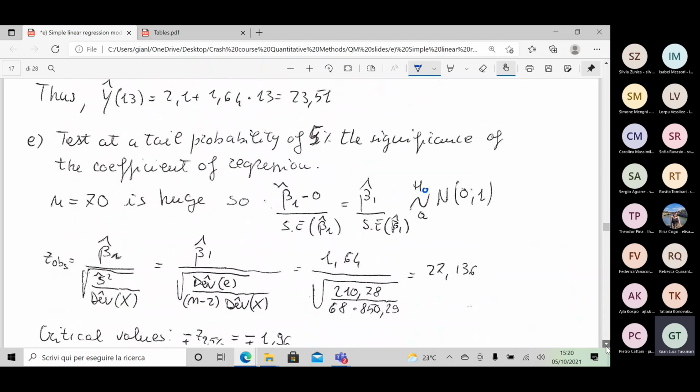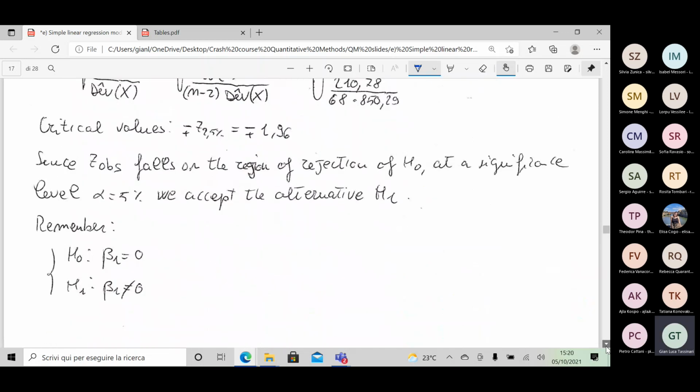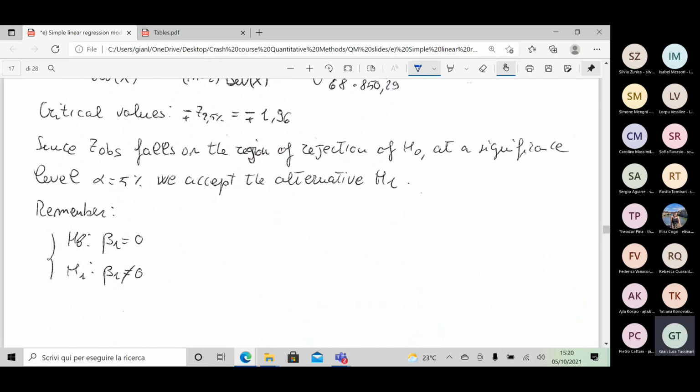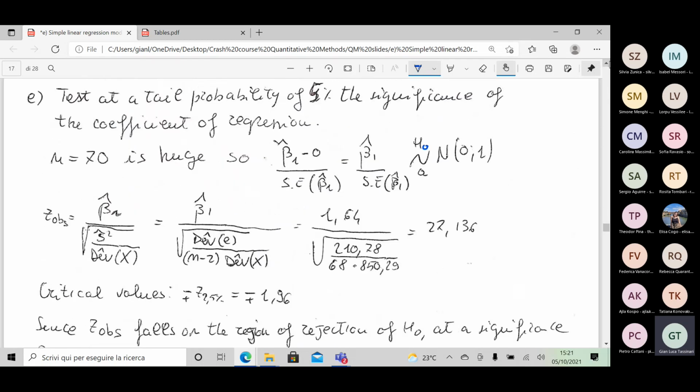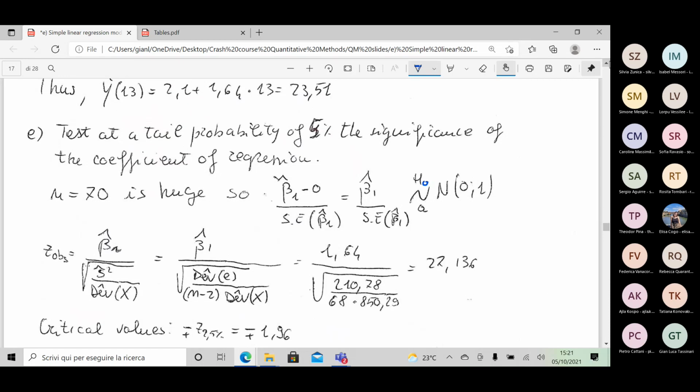Guys, remember what I told you before, I wrote here that this is a system of hypotheses that we are going to test: under the null beta 1 equal to 0, under the alternative beta 1 different from 0. Okay, we finish the exercise, then we will do the break. We need to perform it at the 5% significance level. So this means that we need to find two critical values on the table of the theta.